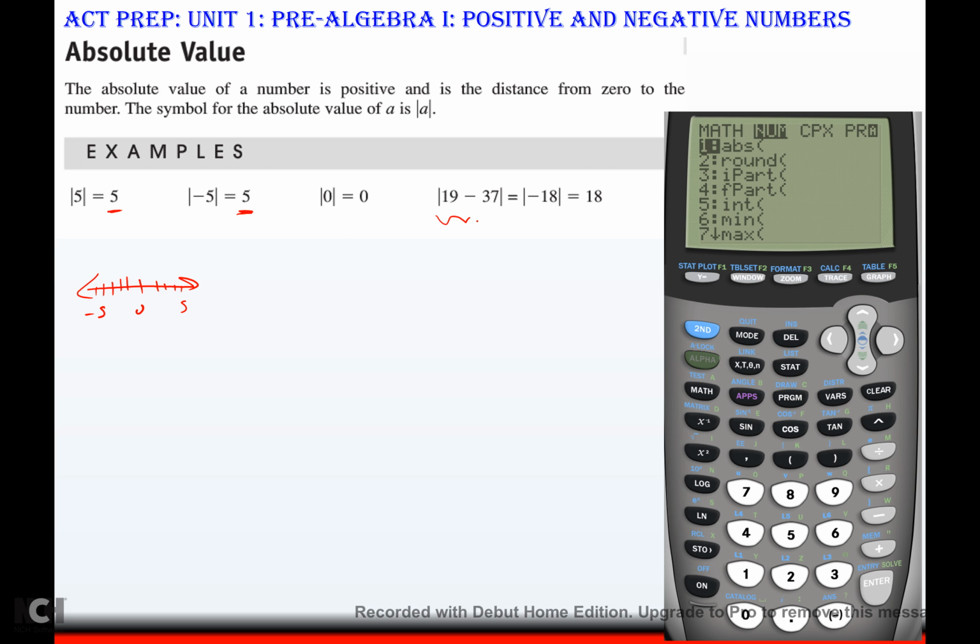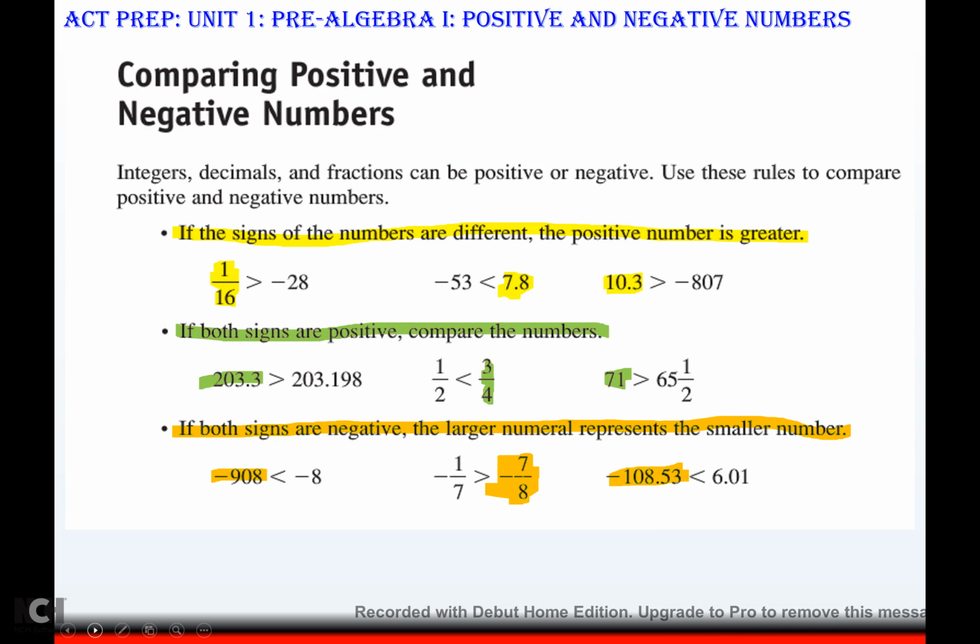When you have math to do inside the absolute value bars, you do inside first. So 19 minus 37 is negative 18, and the distance from 0 is 18 steps. Okay? You can do absolute value on your calculator. You hit the math key, then arrow over to num, and anytime you want absolute value, it's choice 1. So you hit math, arrow over to num, and choose choice 1, and you can get your absolute value bars on your calculator.